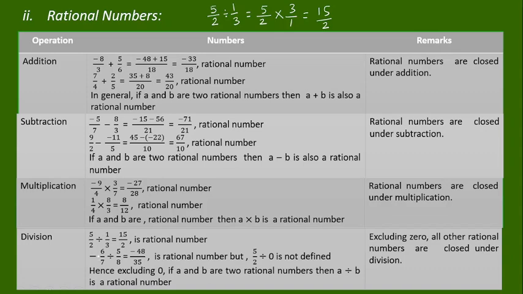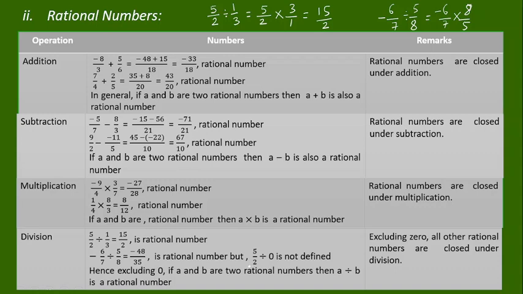So here similarly minus 6 upon 7 divided by 5 upon 8. That also we can write like this, minus 6 upon 7 divided by 5 upon 8 is equal to minus 6 upon 7 into 8 upon 5. So this is coming as equal to minus 48 upon 35. So again this is a rational number.